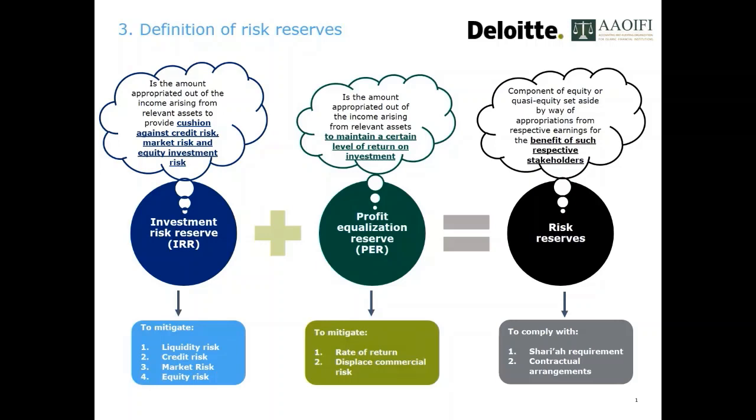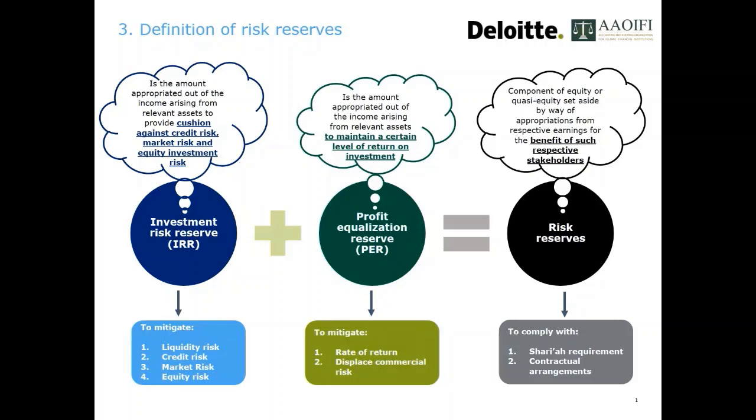Moreover, both reserves are the amounts appropriated out of the income arising from the relevant assets. Hence, it is important to note that for the IRR, investment risk reserve, it is to mitigate the liquidity, credit, market and equity investment risk, whereas for the profit equalization reserve, it is to mitigate the rate of return and the displaced commercial risk.